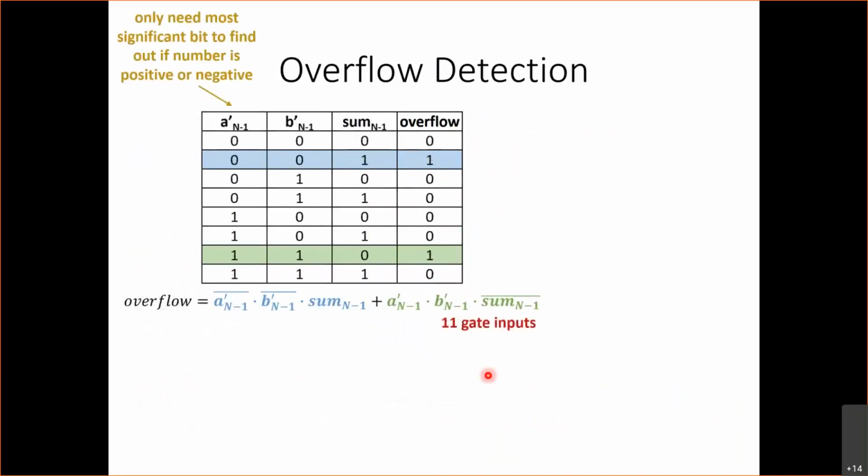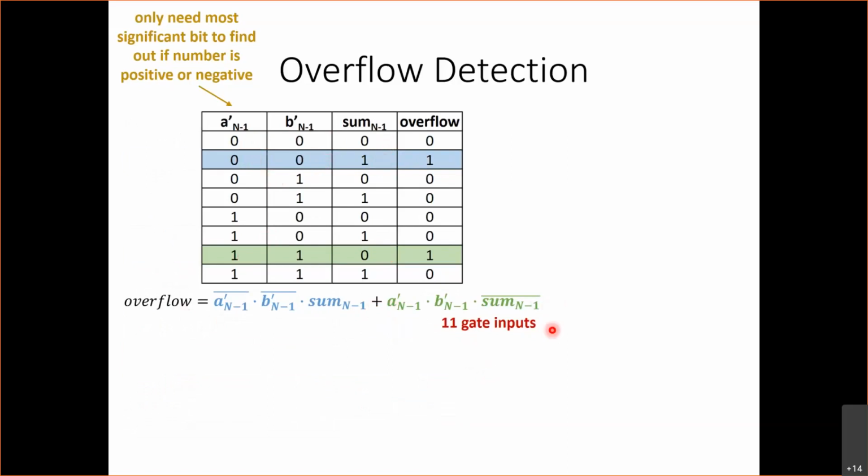So the way we implemented overflow was as follows. We looked at the different cases for the last bit of the two inputs and the last bit of the output. And when we had two positive numbers giving us a negative number, in other words, the most significant bit was 0 for the two inputs but 1 for the output, or vice versa, we detected that there was an overflow. And we used this equation to represent how we can detect overflow, and implementing this equation would take 11 gate inputs.